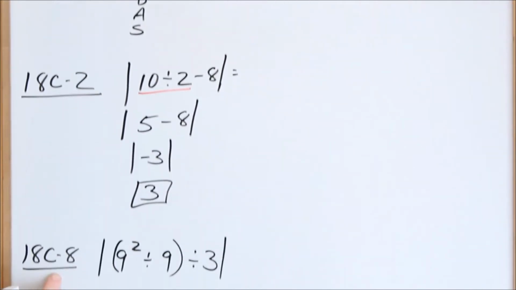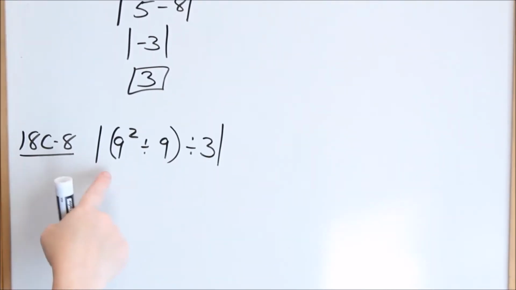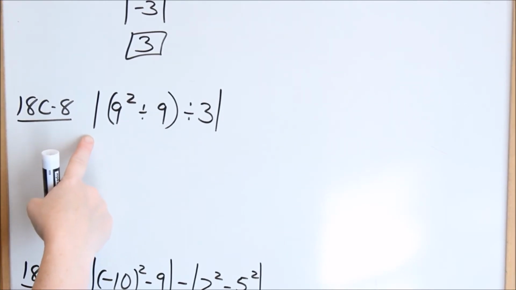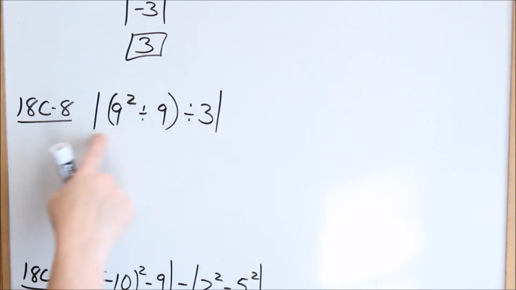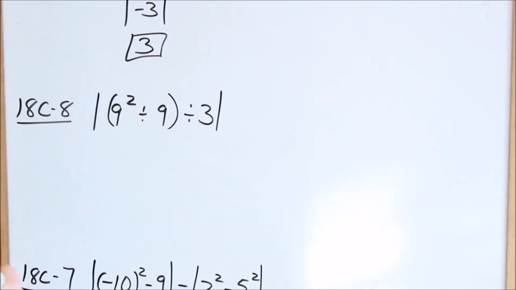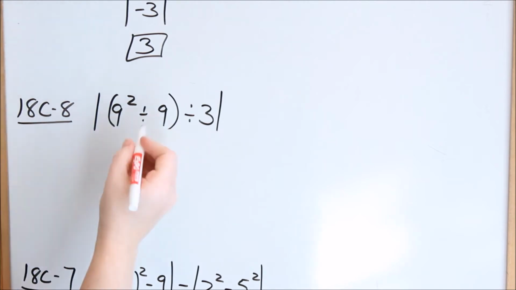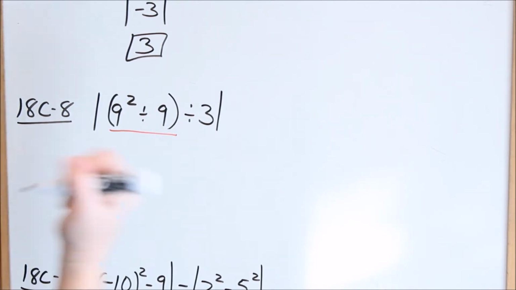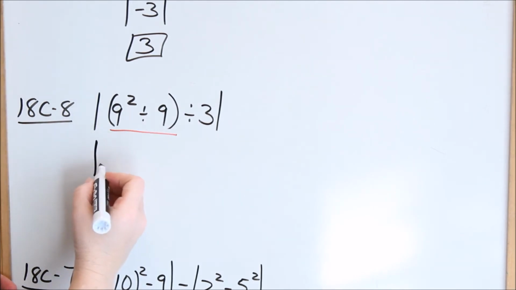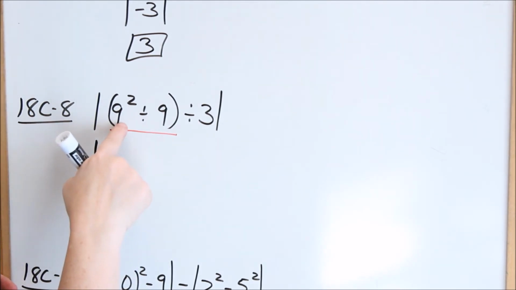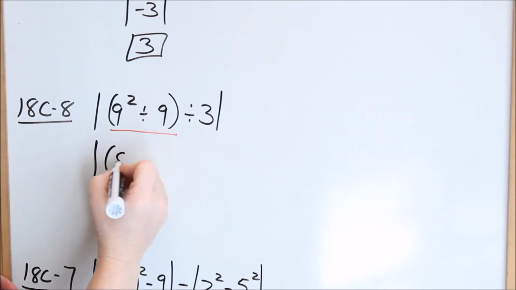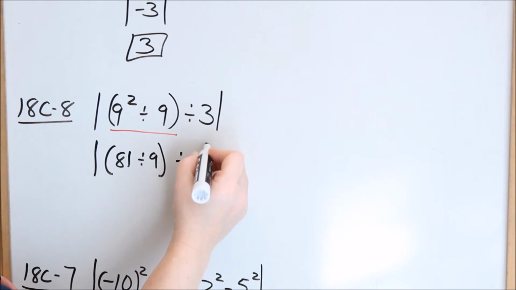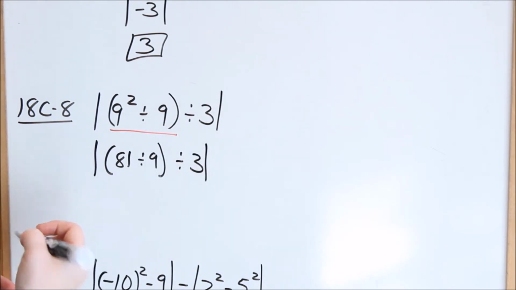Alright, let's look at 18C number 8. You have to follow PEMDAS for all of these. PEMDAS says do parentheses, absolute value first. So we're going to do everything in our absolute value. Inside there, we have to do our parentheses first. So keep your absolute value symbols because you haven't done that. In the parentheses, do your exponents. 9 squared, 81. Divided by 9, divided by 3. I'm rewriting everything just like it is if I haven't done it.